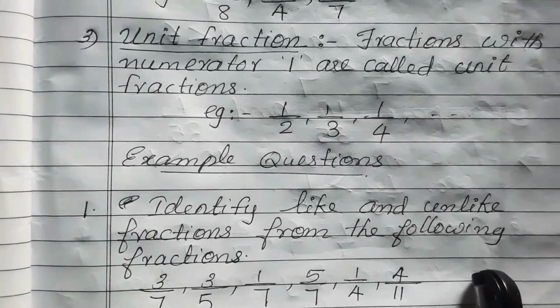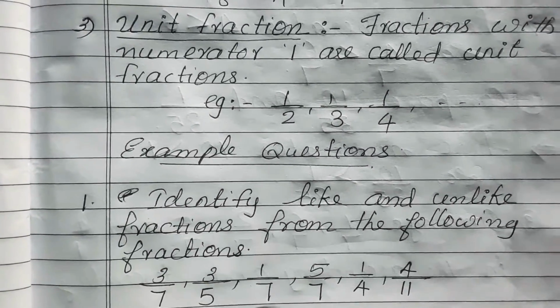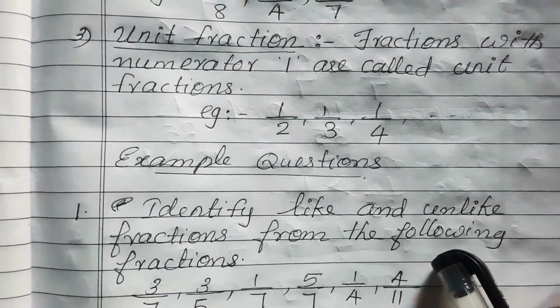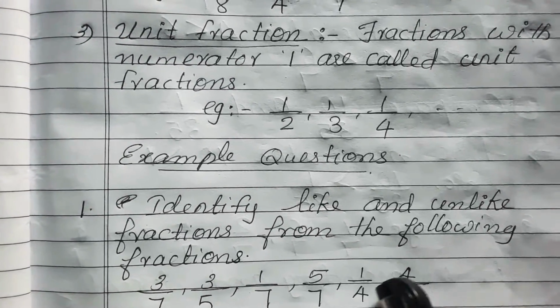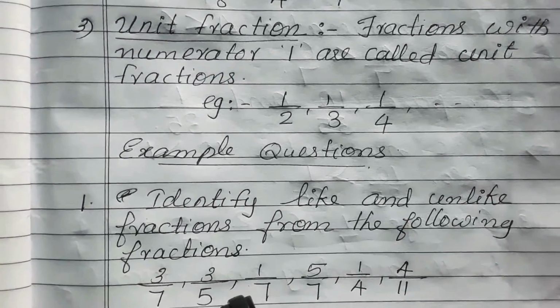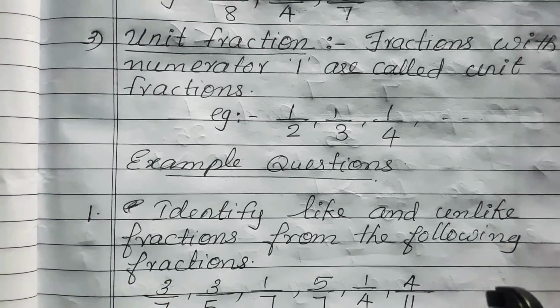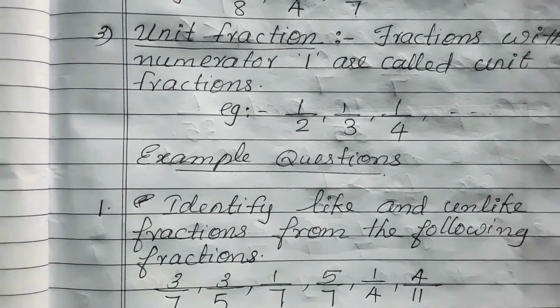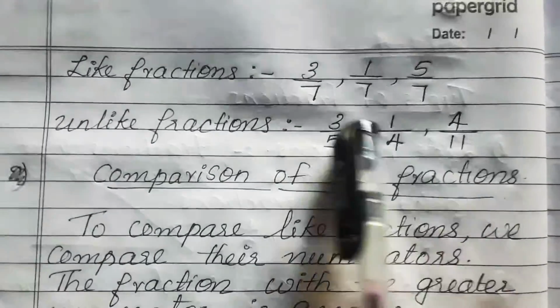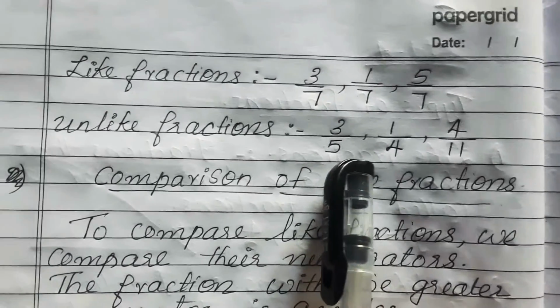Now, can you say the unlike fractions? Yes, 3 by 5, 1 by 4, and 4 by 11. These have different denominators, so these are unlike fractions. Okay, children? You can write the answers like this.